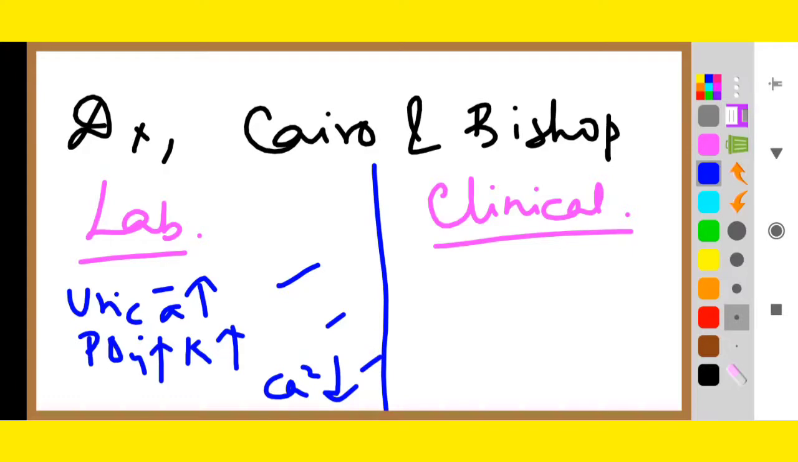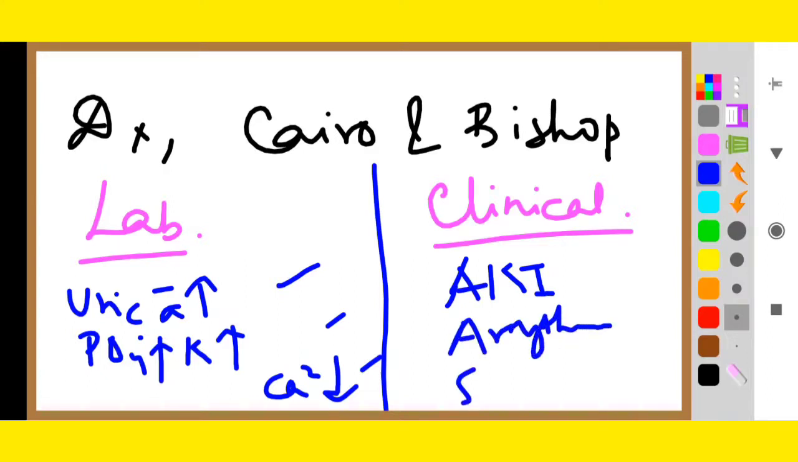And in clinical, you can have the symptoms of AKI, that is acute kidney injury, and also you can get arrhythmias, and also you can get seizure. So these three in clinical.